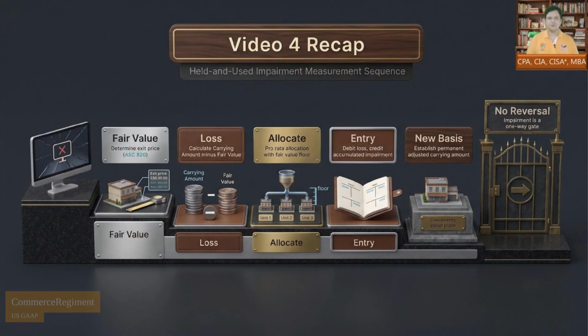Let us recap video 4. Once the recoverability screen fails, measure fair value under ASC 820, calculate the loss as carrying amount minus fair value, allocate the loss pro rata with any fair value floor, record the journal entry, establish the new cost basis, depreciate prospectively, and remember that reversal is not allowed under US GAAP for held and used assets. In video 5, we move to held for sale classification, disposal group measurement, abandonment, and idle asset accounting.